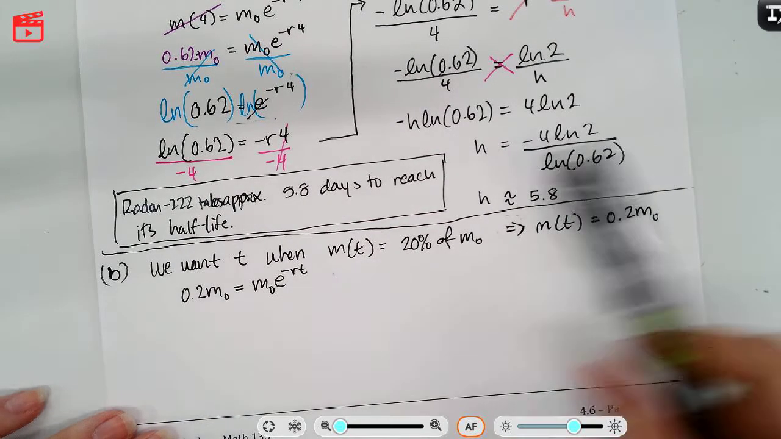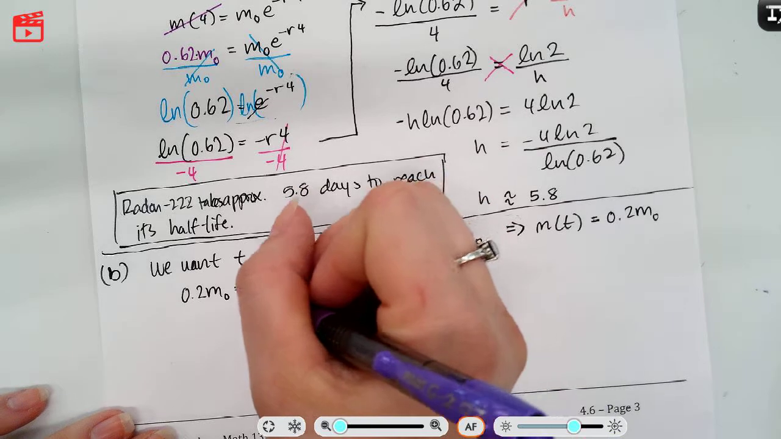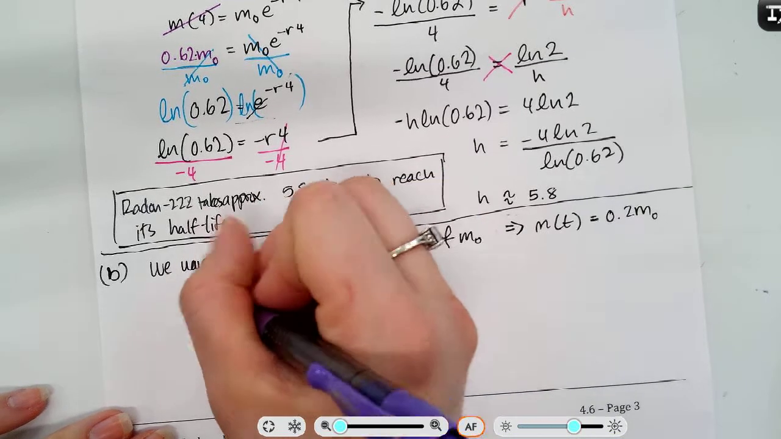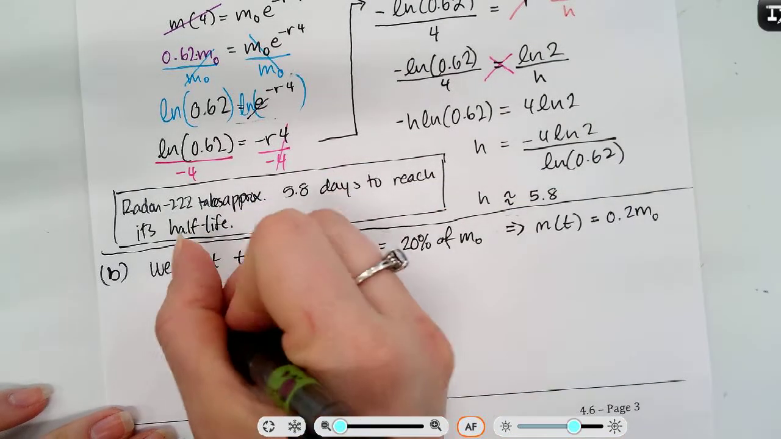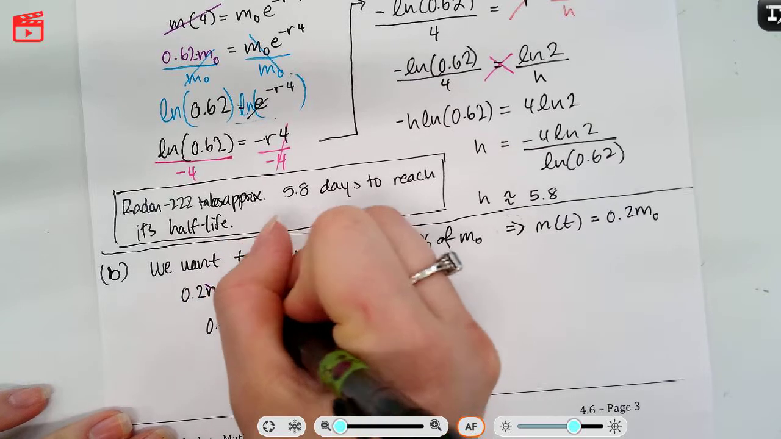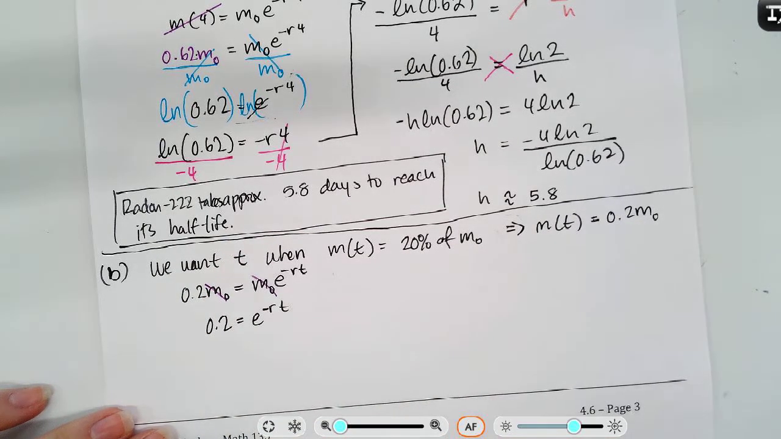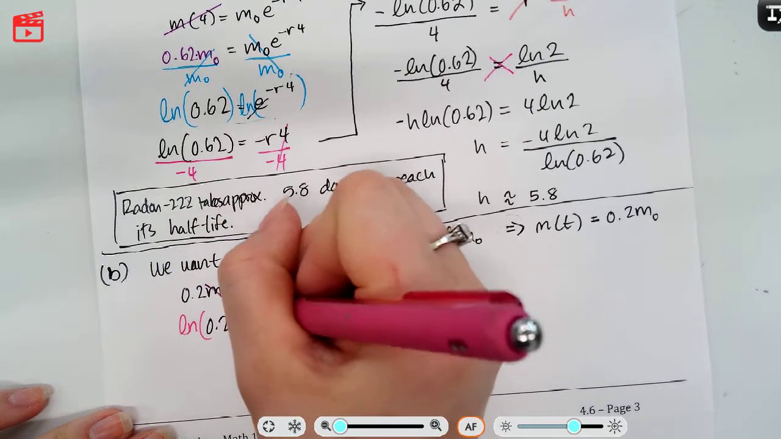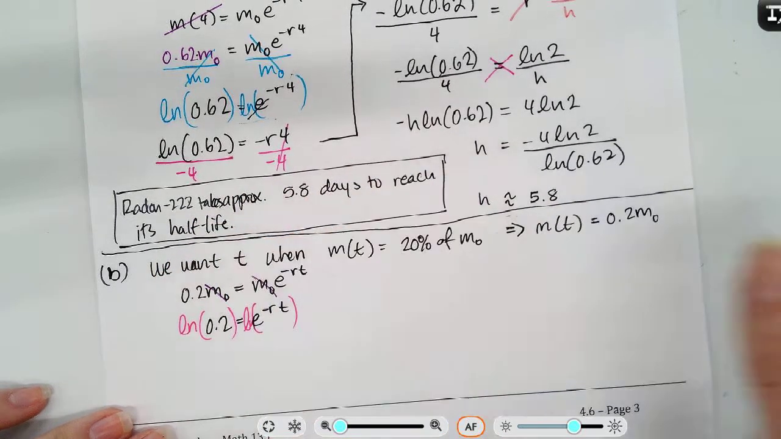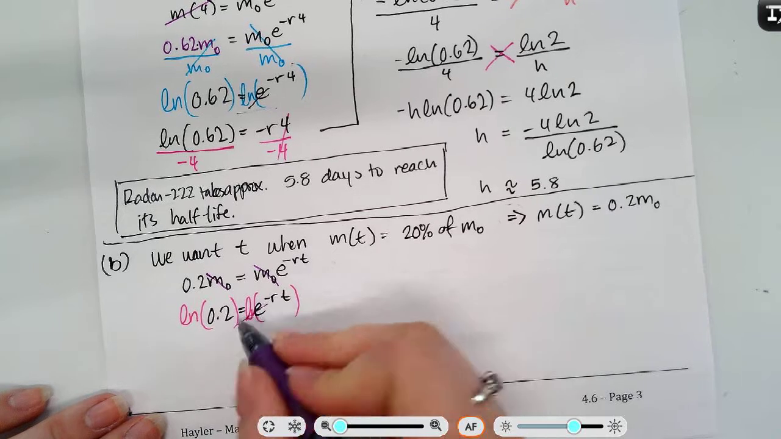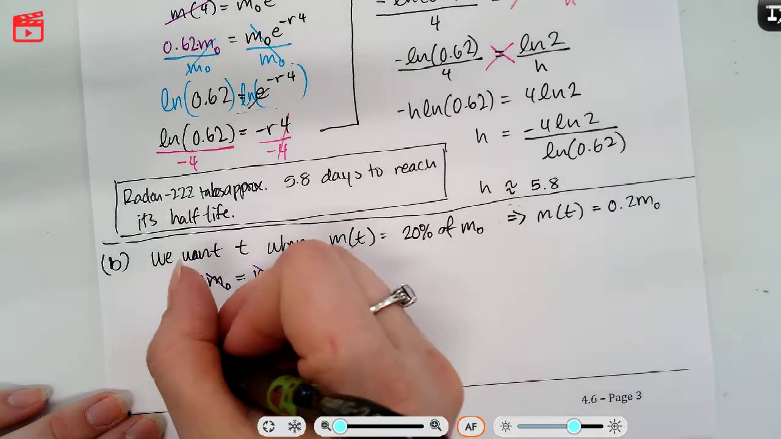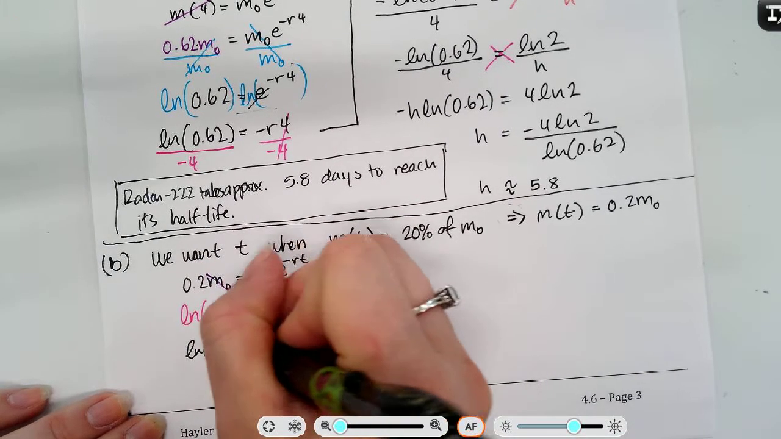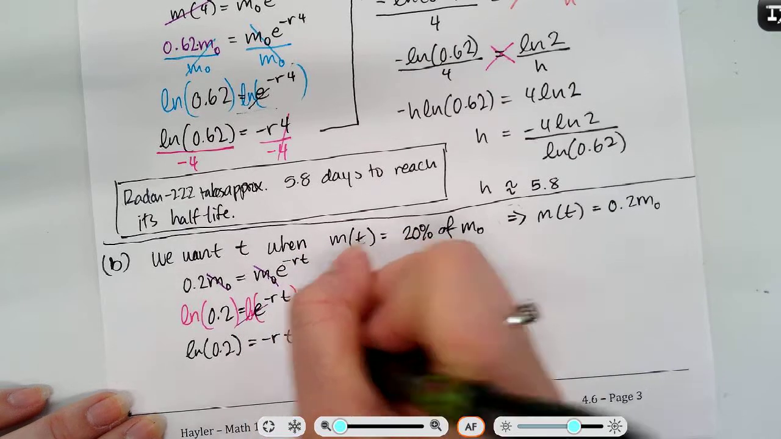All right, so let's see. Dividing out m sub 0 again, we know these two cancel each other out, and we're left with 0.2 equals e to the negative rt. We can take the natural log of both sides. I use natural log because of that e value, which means those cancel, and we're left with natural log of 0.2 equals negative rt.